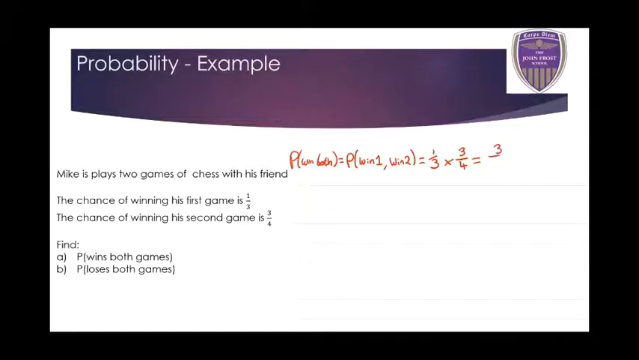Multiply the fractions. 1 times 3 is 3. 3 times 4 is 12. Sorry, 3/12. We need to simplify this to 1/4. So that's the chance of him winning both games.